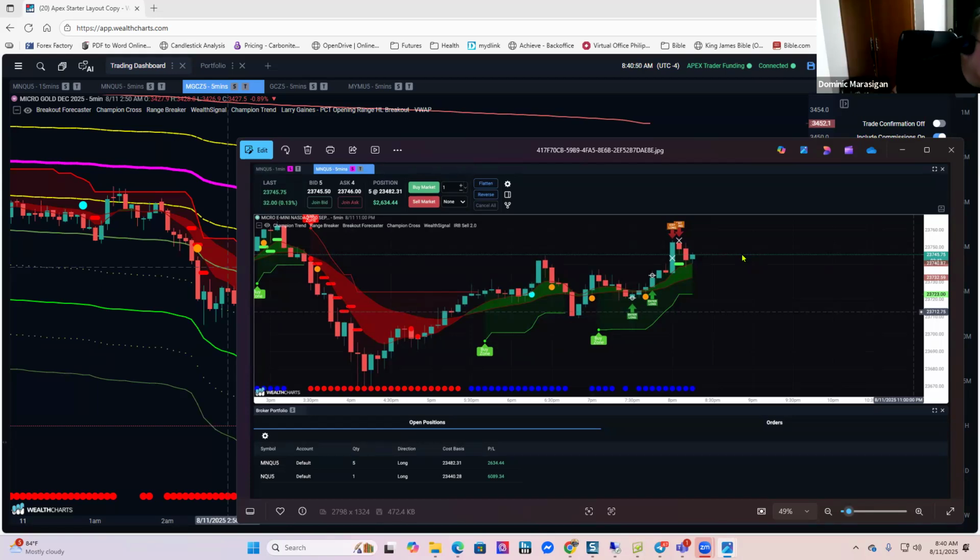If you bought right here when you entered this one, this is actually really good. That's a good entry. Why? First of all, it's closing above the cloud, right? Your stop would have been down here somewhere, and you hit your profit target. Good trade.